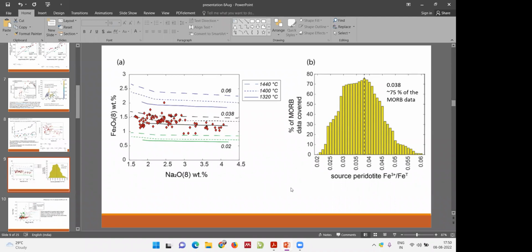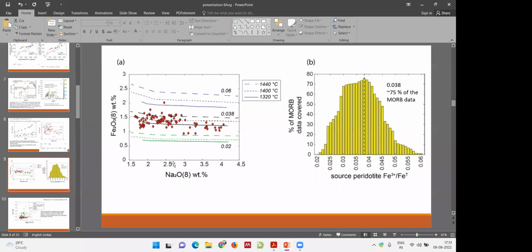So they calculated the source peridotite Fe3+/Fe total value from all the MORB data that are available, and what they found is that for the majority of the peridotite compositions, almost 75% of the MORB data, they give a source peridotite Fe3+/Fe total value of 0.038. So most of the values are above this range.